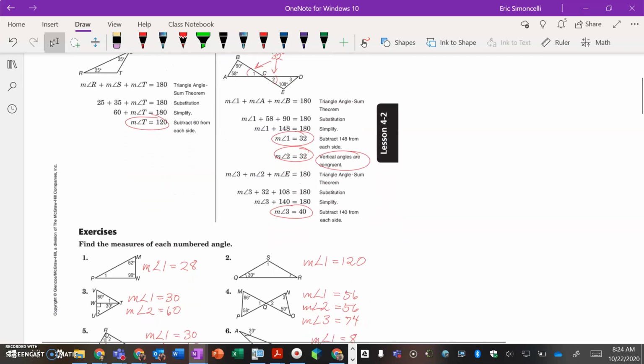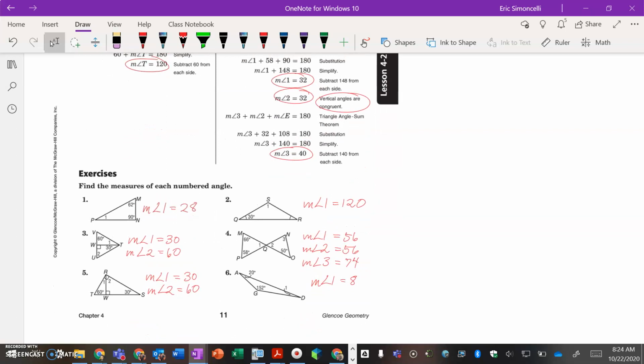In the exercises, I have completed them in advance to have you go through this. I do still want to write a few things down. For example, you can find angle 1 by adding 62 plus 90, adding it to angle 1 and setting it equal to 180. If you add 62 plus 90, we end up with 152. Subtract 152 from both sides, and that's how you'll end up with 28 degrees.